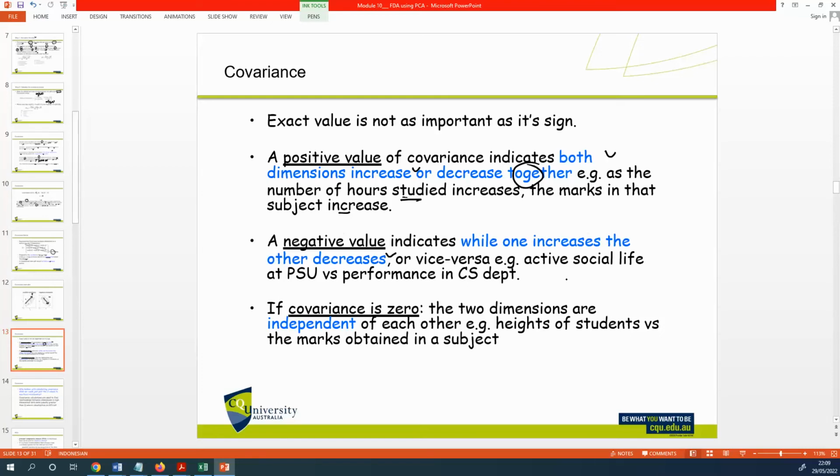Let's say active social life and performance in the department. That is the opposite. If covariance is 0, the two dimensions are independent of each other. Let's say the height of the students versus the mark obtained in the subject.